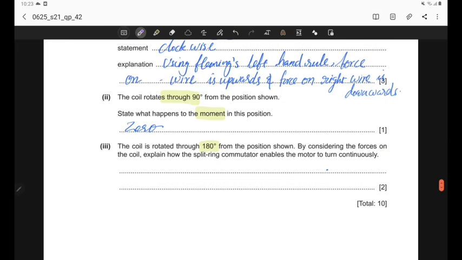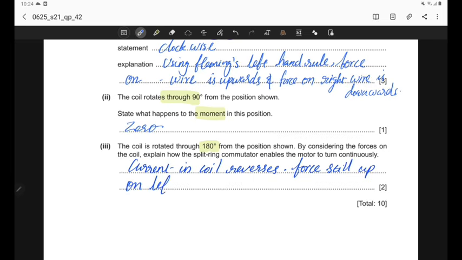So here we can write current in the coil reverses, which we have already seen because the coils will turn exactly to the opposite sides. But forces will still be in the same direction. Or we can write forces will still be acting upwards on the left coil and down on the right coil. So for the complete coil, the rotation will be the same and it will continue to rotate in the same way.